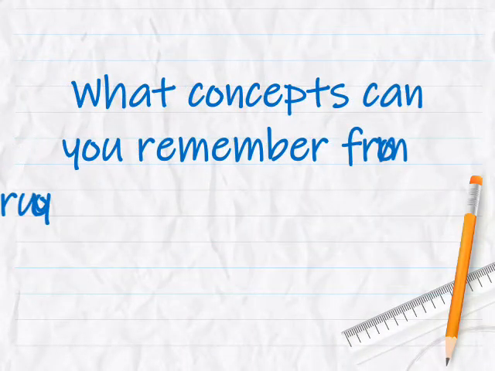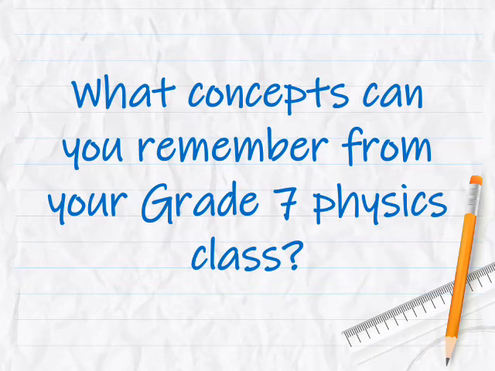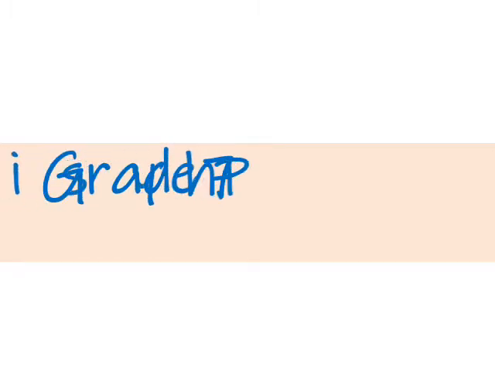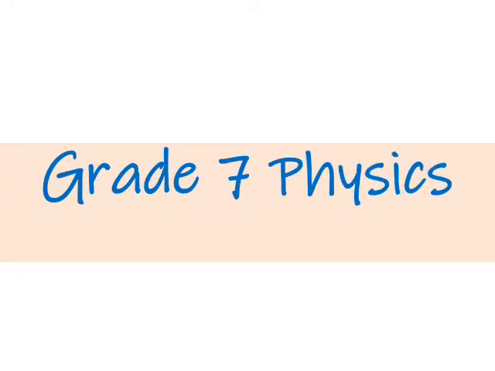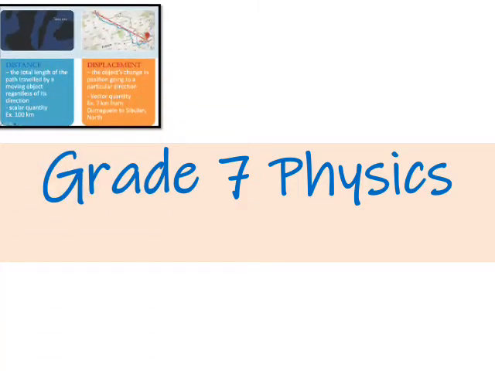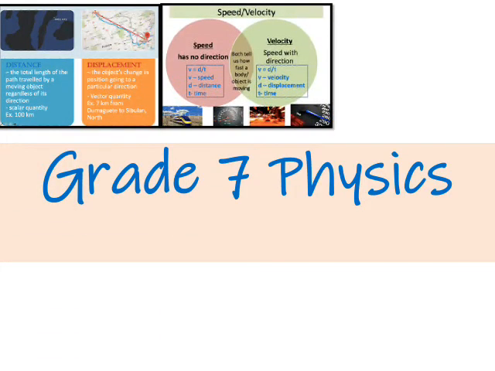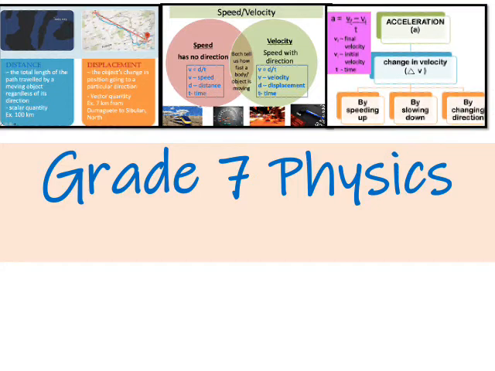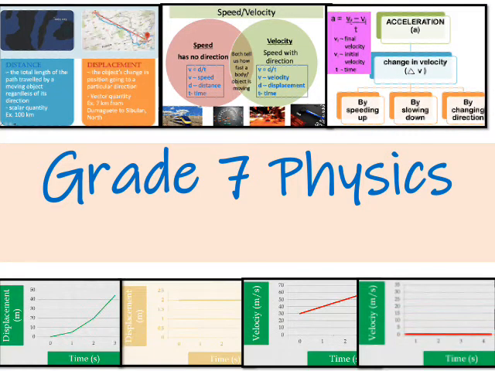What concepts can you remember from your grade 7 physics class? In grade 7 physics, you have learned how to describe motion in one dimension using the different descriptors of motion, such as distance and displacement, speed and velocity, and acceleration. You also have learned how to describe motion using position versus time graph and velocity versus time graph.